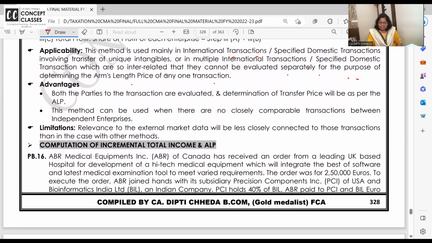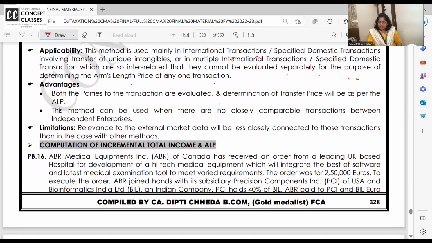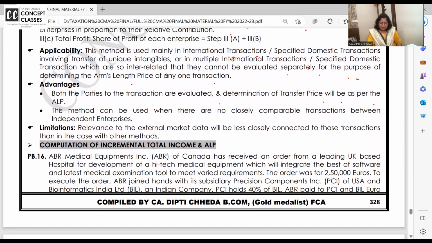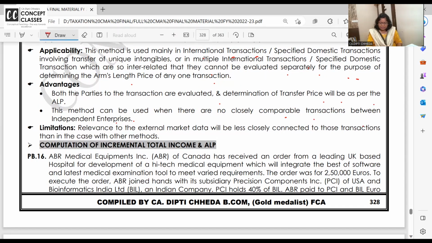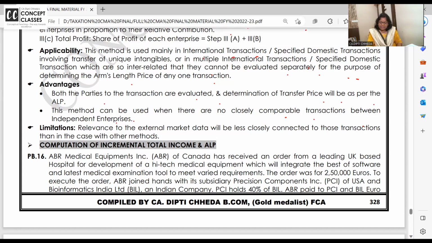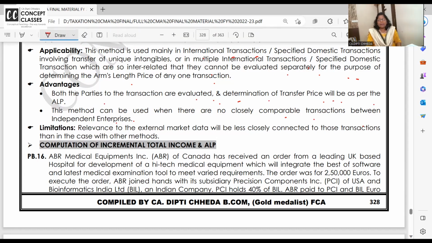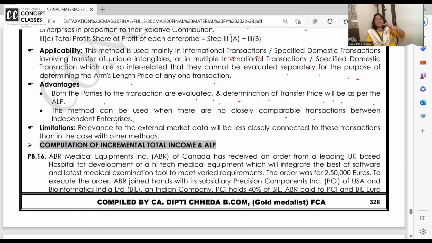Both parties to the transactions are evaluated and the determination of transfer pricing will be as per arm's length. This method can be used when there are no close comparable transactions, and both parties are evaluated and determined. मतलब ये कप मेथड में वी नीड कंपेरेबल सेलिंग प्राइस, मैं तो इतने में बेच रही हूँ, बाकियों को कितने में. देन कॉस्ट प्लस मेथड वी नीड व्हाट इज द मार्जिन चार्ज टू अदर्स. यहाँ पे अदर्स वाली कोई बात ही नहीं है, ठीक है?